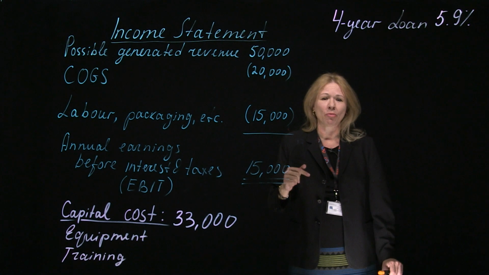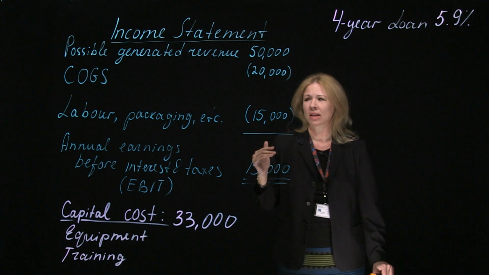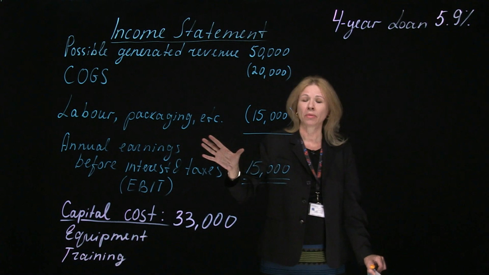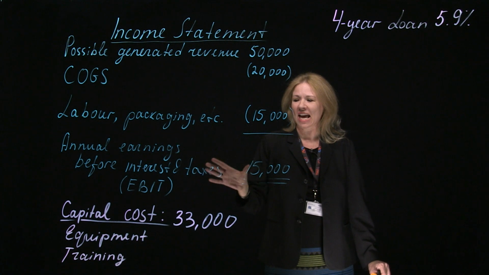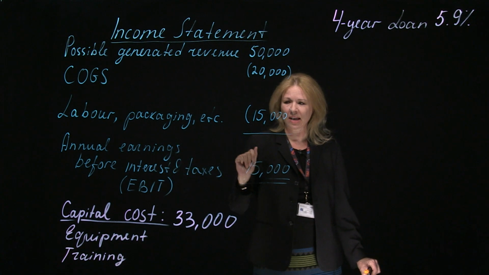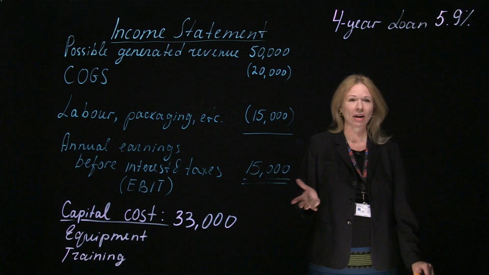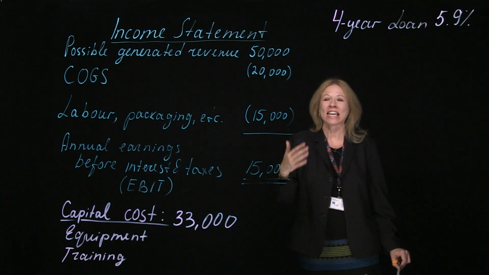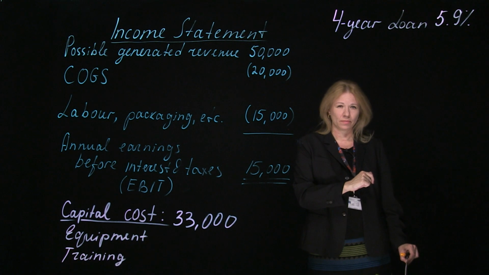So at the end of the day, when we compile our pro forma income statement, we think that we can end up, if we invest, with annual earnings before interest and taxes, or EBIT, of $15,000. Great. And we actually think we can sustain this level of income over several years.